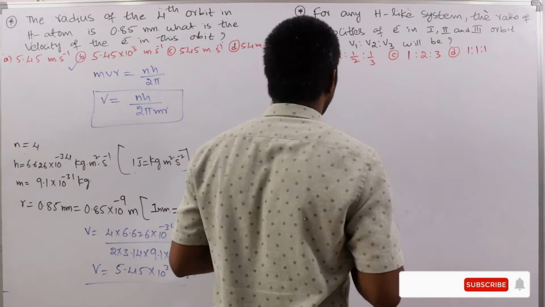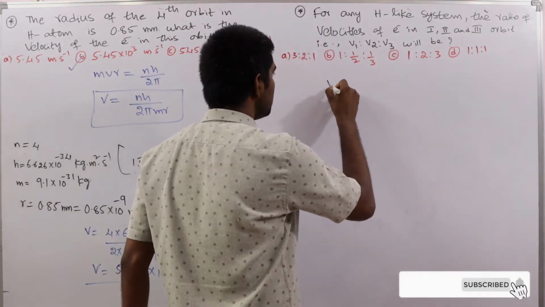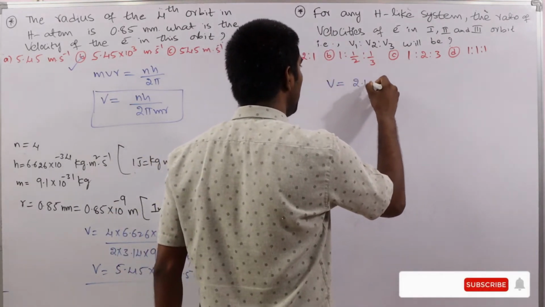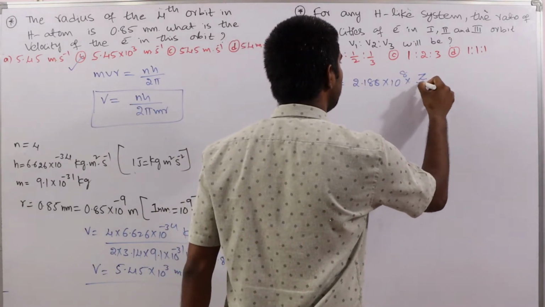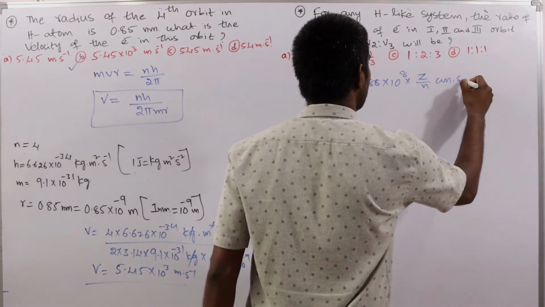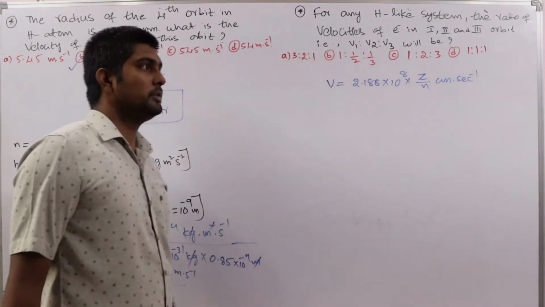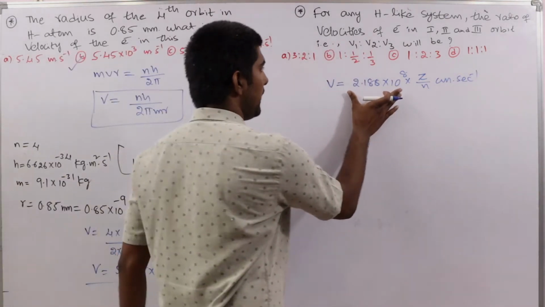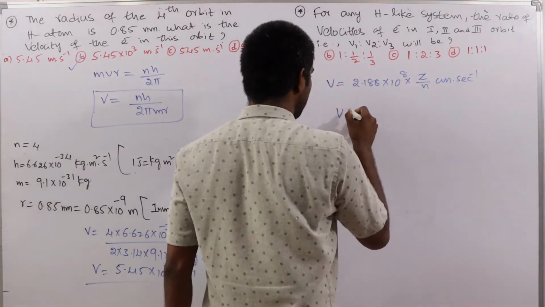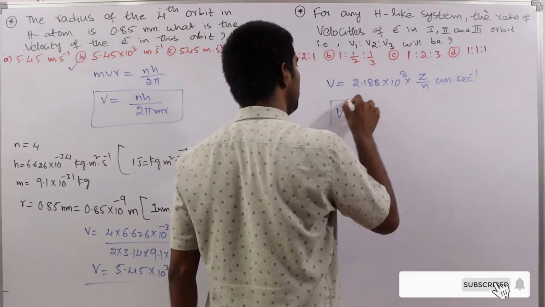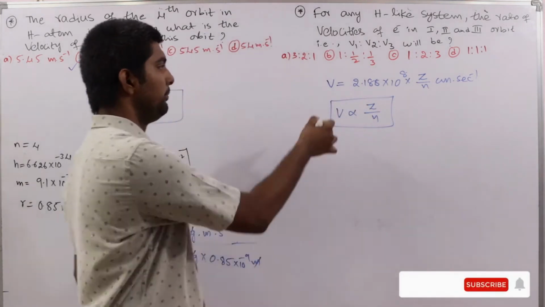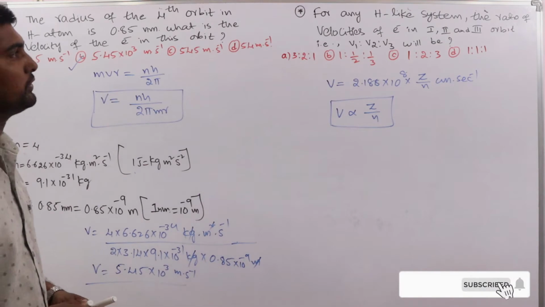So what is the formula we have to use? Velocity v is equal to 2.188 into 10 power 8 into z by n centimeter second inverse. From this one, 2.188 into 10 power 8 is a number, so we can write v is proportional to z by n. This relation we have to use here.